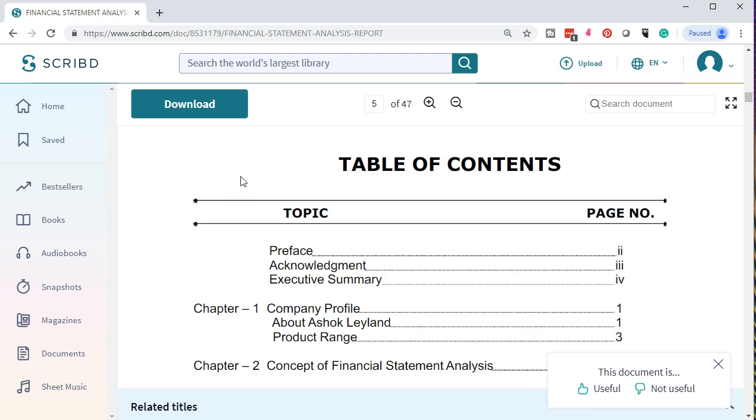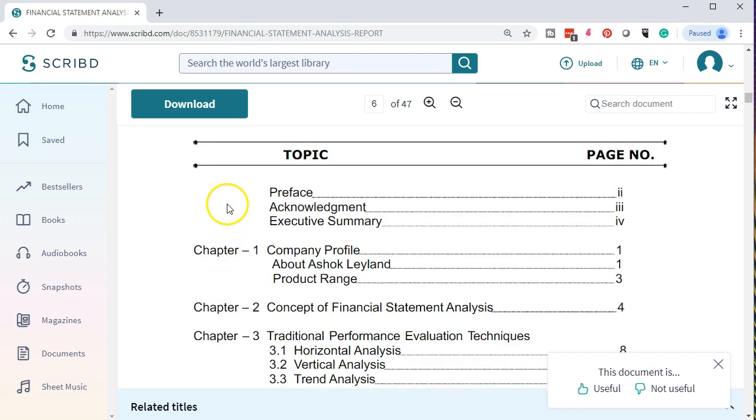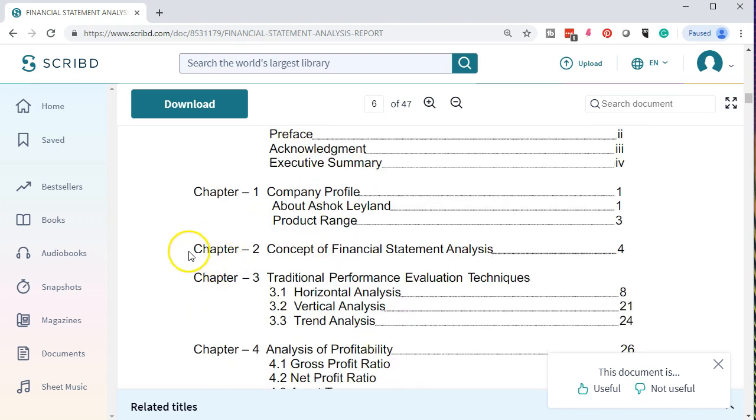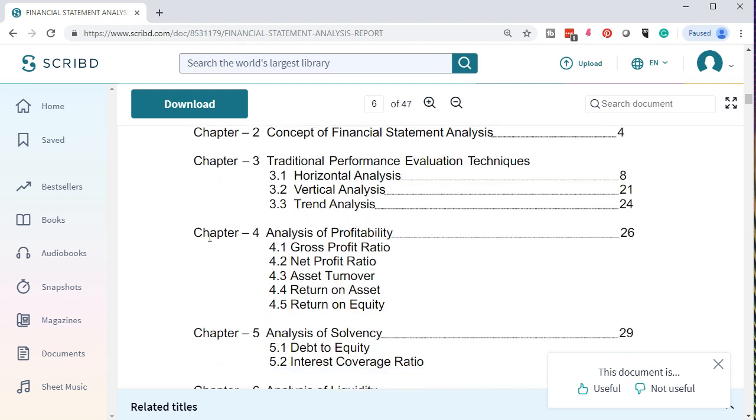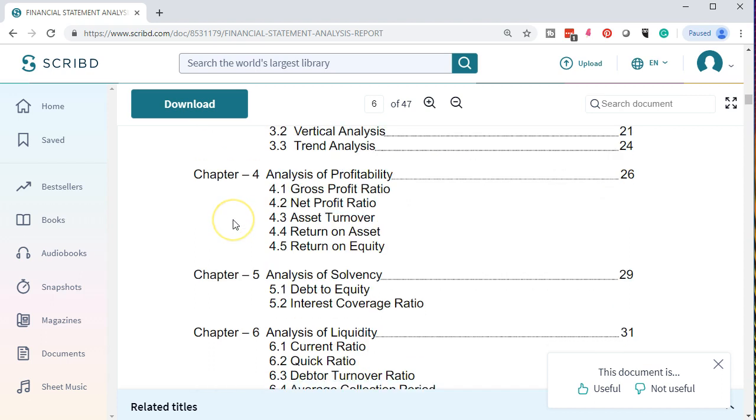Now we're going to go into the table of contents. Within the table of contents, we've got the preface, we've got the acknowledgement, we've got the executive summary, and then in chapter 1, we got the company profile, the about section, product range, and then we got the concept of financial statement analysis. What are we trying to do here? We've got the traditional performance evaluation techniques, and that includes horizontal analysis, vertical analysis, trend analysis. That's where we're basically concentrating most of our time here, or that's what we've been taking a look at.